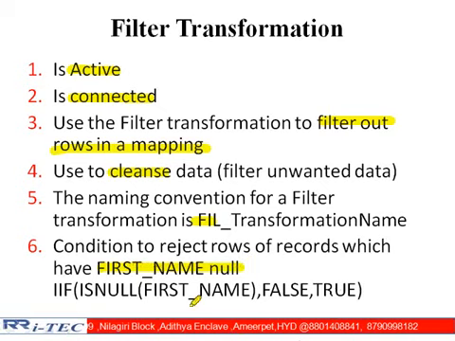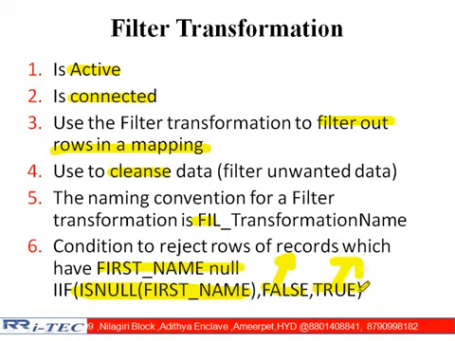Then what we are trying to do here is first calculate whether the first name is null or not. If the first name is null, that means this is true, and we are marking that record as false. If this is false, then marking this as what, sir? True. So whenever first name is null, it is going to be rejected because it is false. Whenever first name is not null, it is going to be sent to the target.